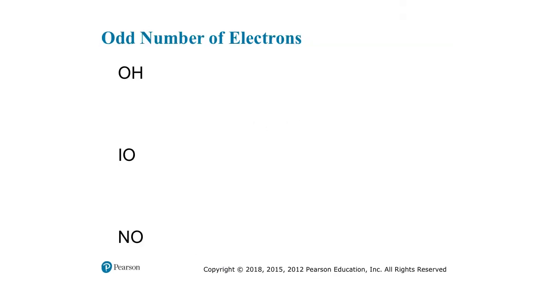Some molecules will violate the octet rule by simply having an odd electron count, such as OH and IO. So OH would have 6 plus 1 total valence electrons for 7. So we draw our single bond to hydrogen. Lone pairs, we just don't have the extra lone pair to give oxygen its octet.